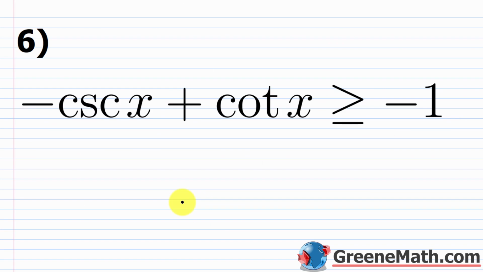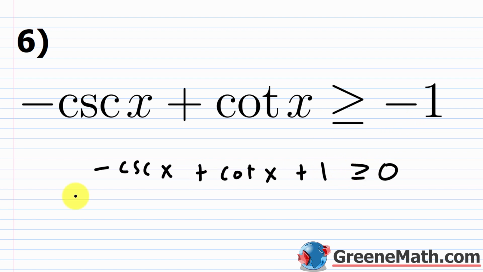All right, let's take a look at problem 6. So here we have negative cosecant of x plus cotangent of x is greater than or equal to negative 1. So again, for this type of problem, we're going to go back to the test point method. Let me write negative cosecant of x plus cotangent of x. Let me add 1 to both sides. So plus 1, where is this greater than or equal to 0? So that's what we're trying to figure out. So let me go ahead and grab this real quick. And let me come down here.